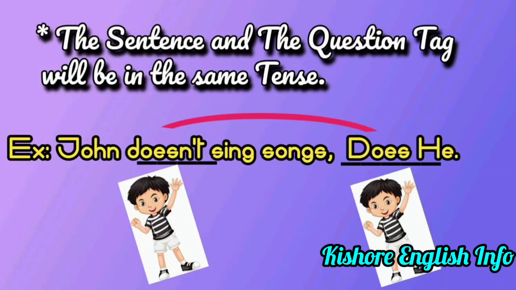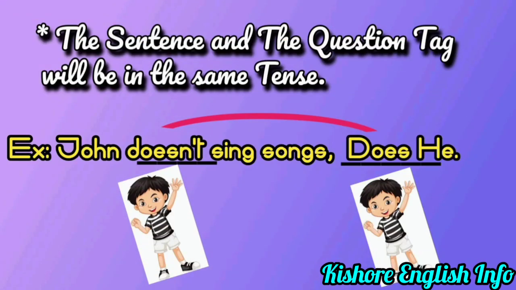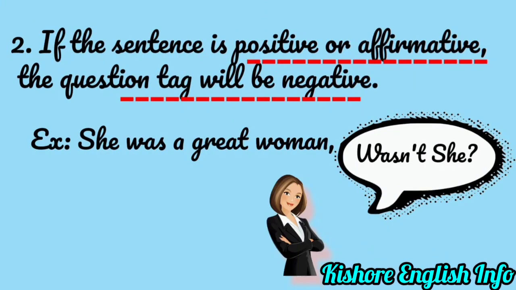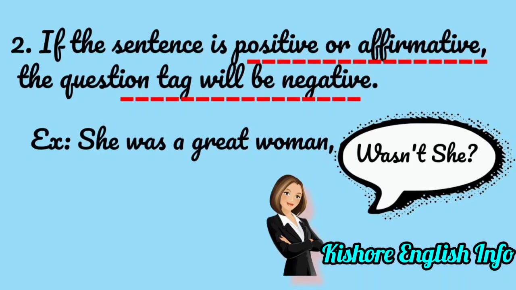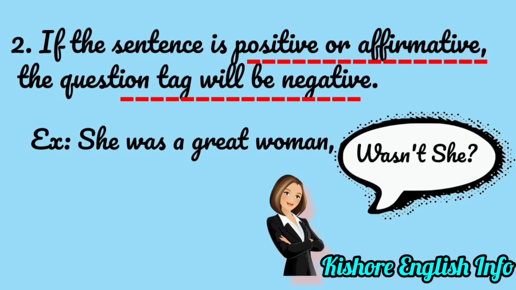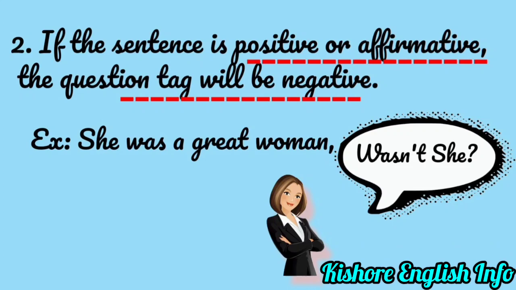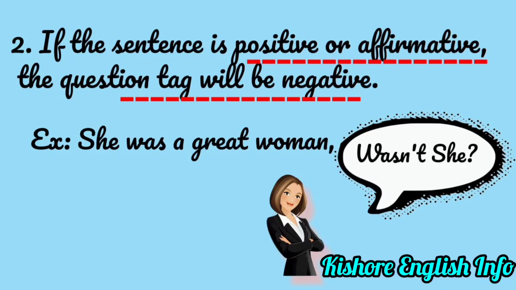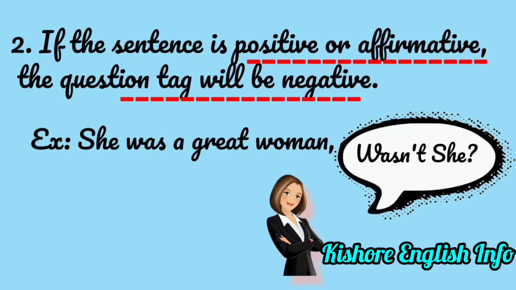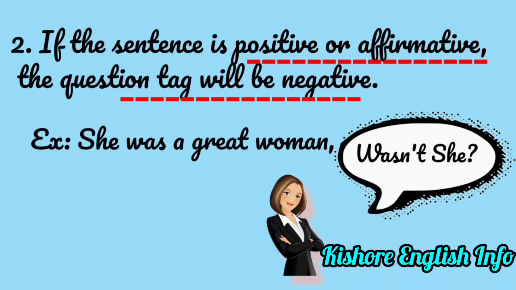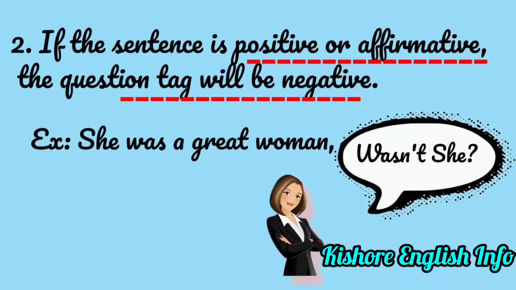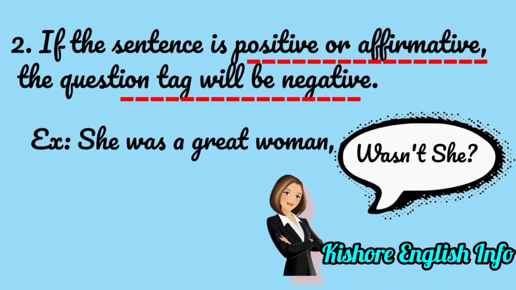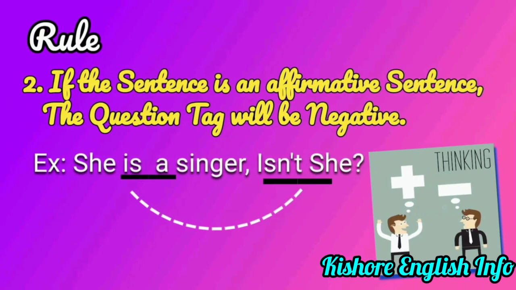Is, isn't he? The second basic rule is if the sentence is positive or affirmative, the question tag will be in negative form. It is a very important basic rule. She was a great woman, wasn't she? It's a positive sentence. The question tag will be wasn't she, which is a negative form. So a positive sentence is followed by a negative form.